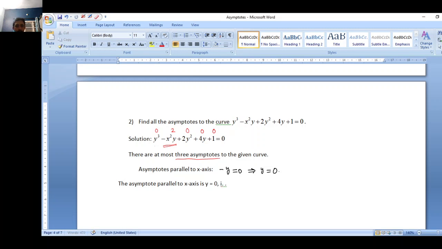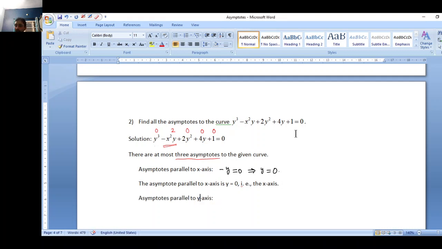And what is y equal to 0? Basically it is nothing but the x axis itself. Okay, so as we can see here, this is the only asymptote to the curve parallel to x-axis. Okay, so now we have got one asymptote. Now we'll quickly move on to finding the asymptotes parallel to y-axis, if any. So how do we do that?